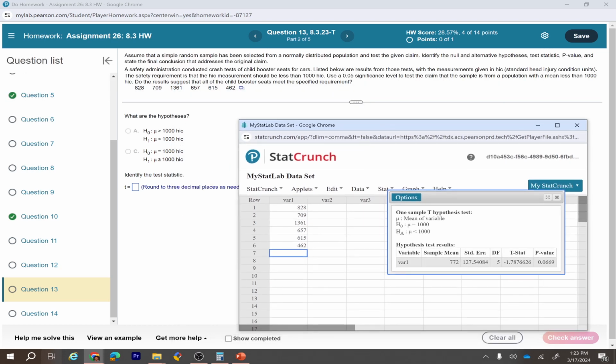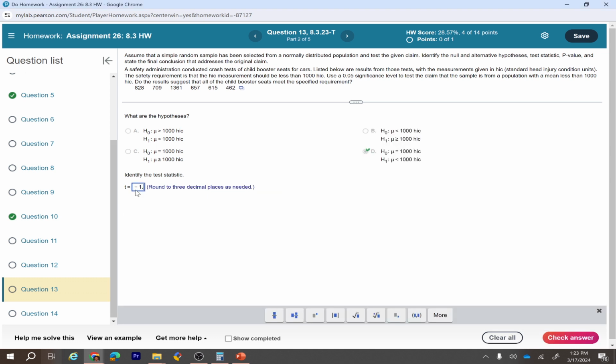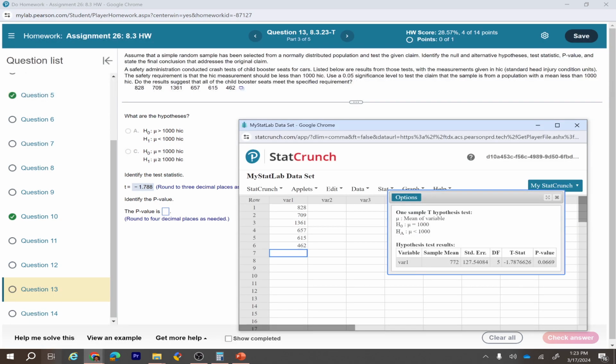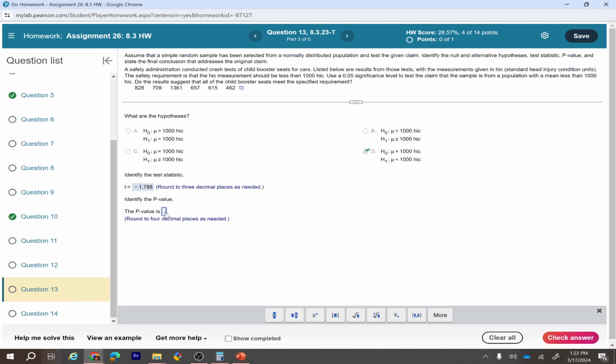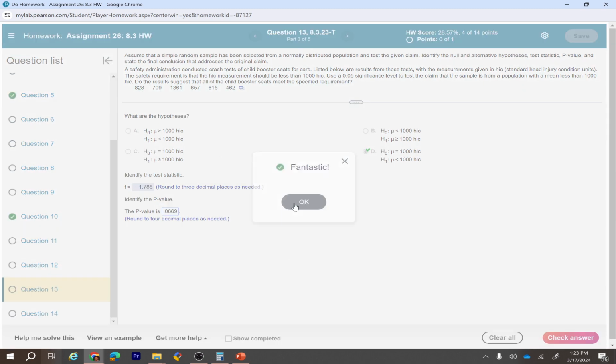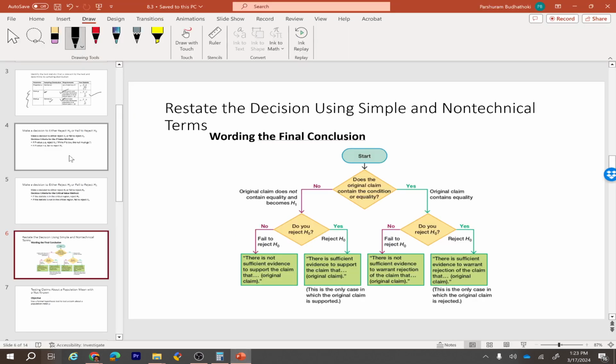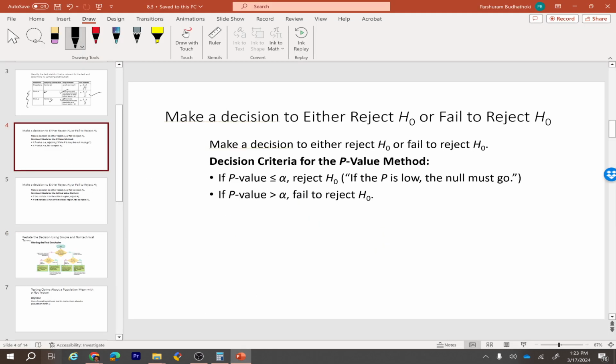It's going to give us everything we are looking for. The t statistic is negative 1.787. If you round it to three decimal places, it's negative 1.788. And then the p-value, if you look here, is the last value, 0.0669, four decimal places. Now compare the p-value with alpha. Alpha is 5% and the p-value is about 6%. So the p-value is greater than alpha.